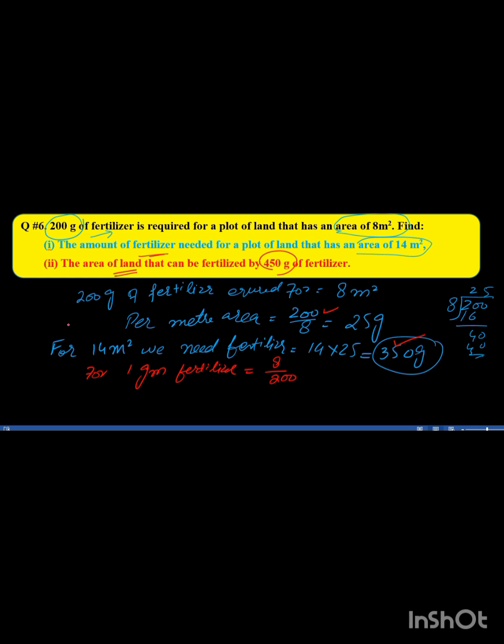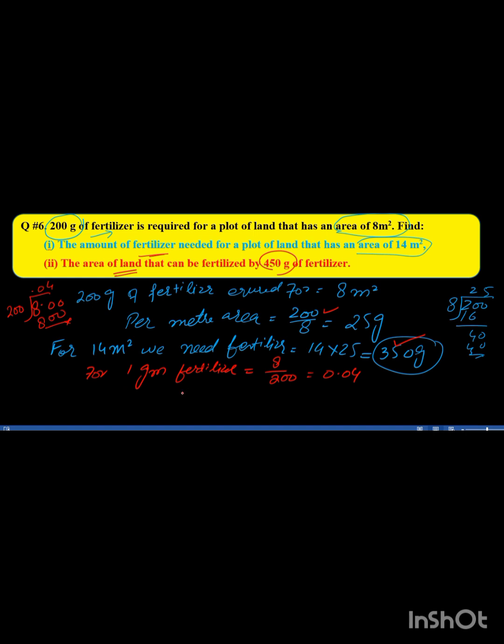Now again we have to do some multiplication. It's 8 divided by 200. So what we have to do, we put a point, again we need one more zero, again we need one more zero. So 200, 4 2s are 800. We will get our answer. What is our answer? That is 0.04. That is for 1 gram fertilizer.